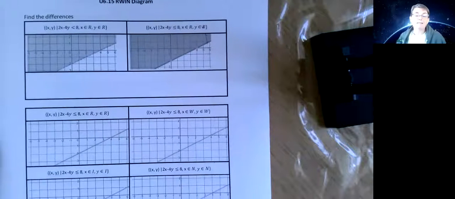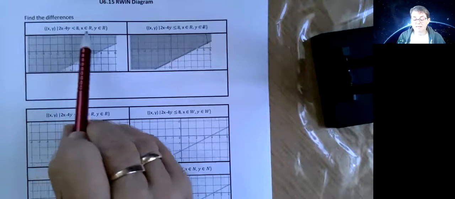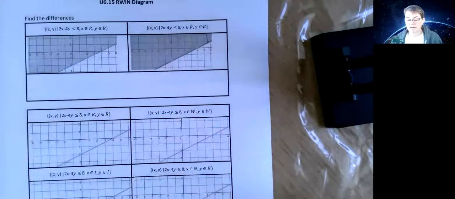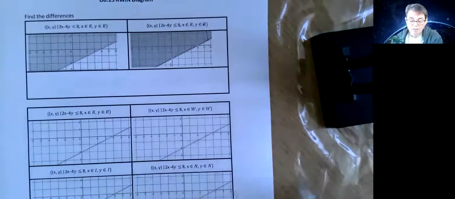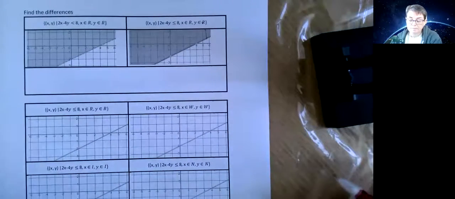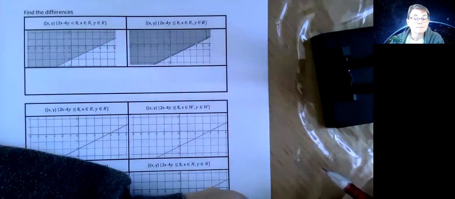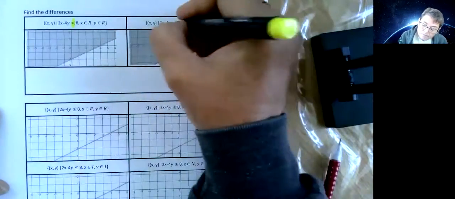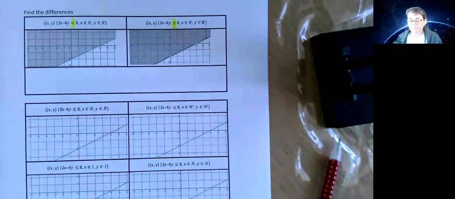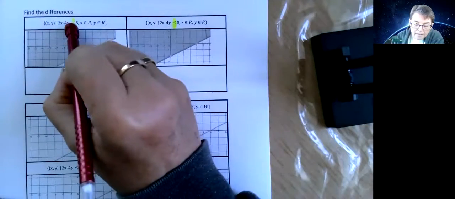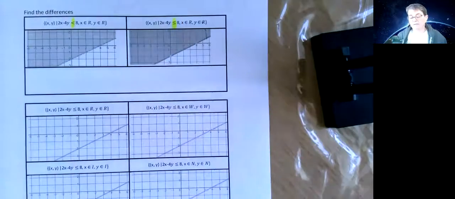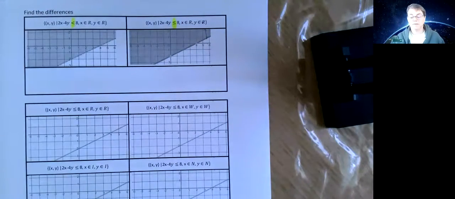So take a look at those top two graphs. Don't get freaked out, please, but look at this one and look at that one. I want you to find the difference. Yeah, you got it, right? This one has a less than sign, and this one is less than or equal to. That's the only difference.